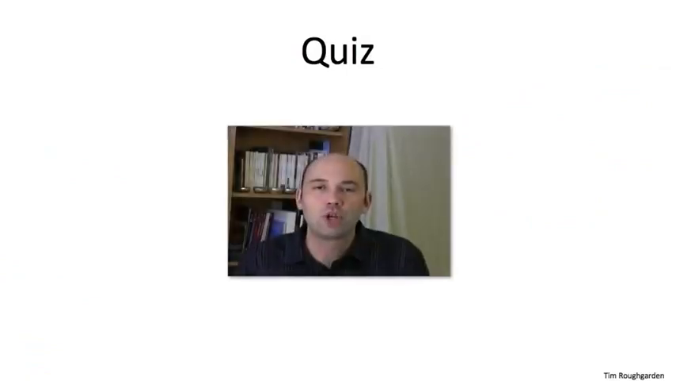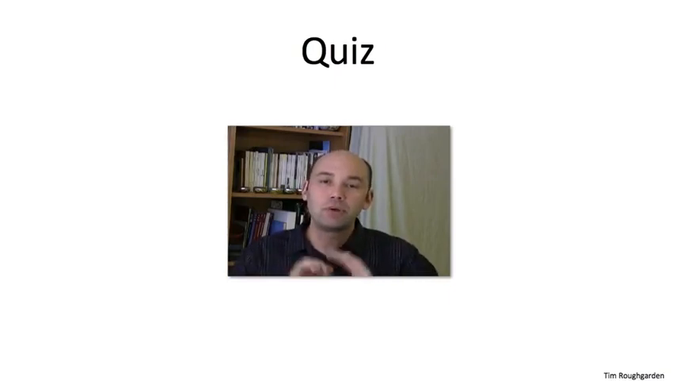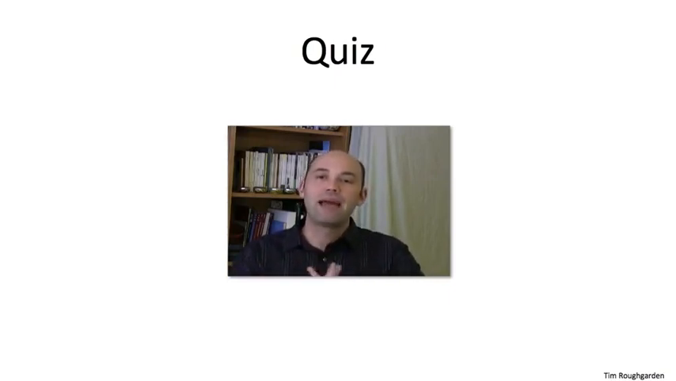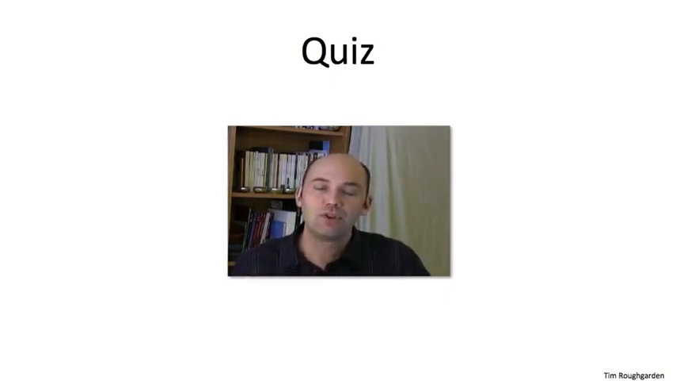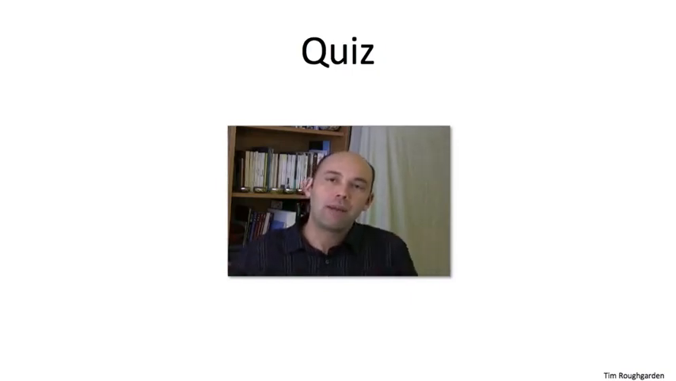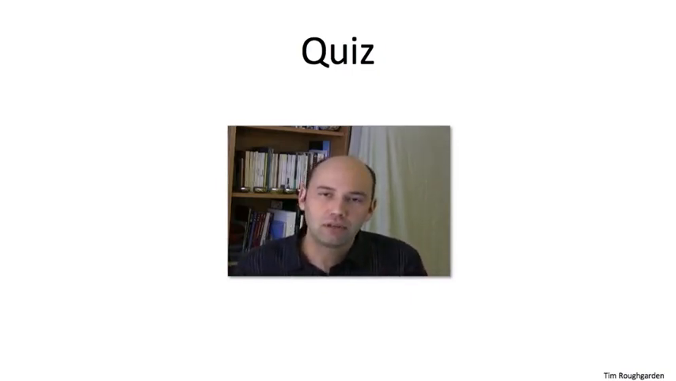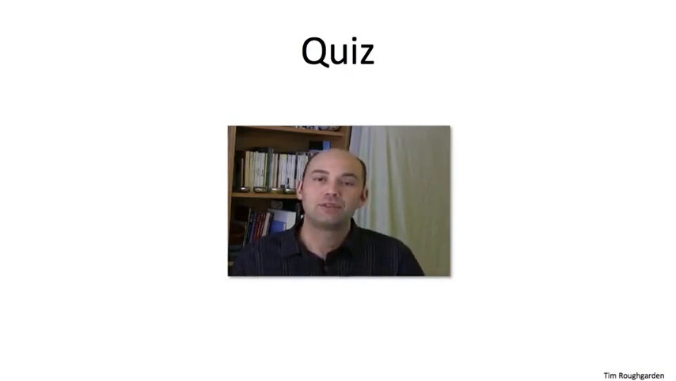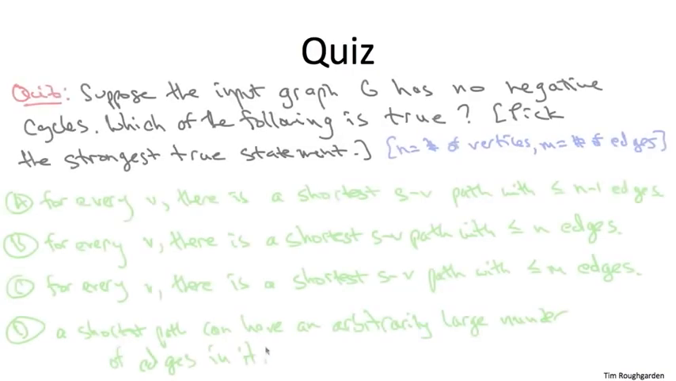So I'm going to end this video with a quiz helping you understand why this hypothesis of no negative cycles might be useful in an algorithm. So for now, I just want you to think about, suppose I promised you that an input graph had no negative cycles. And the question is, how many hops, how many edges are sufficient to guarantee that you found the shortest path between S and some given destination V?